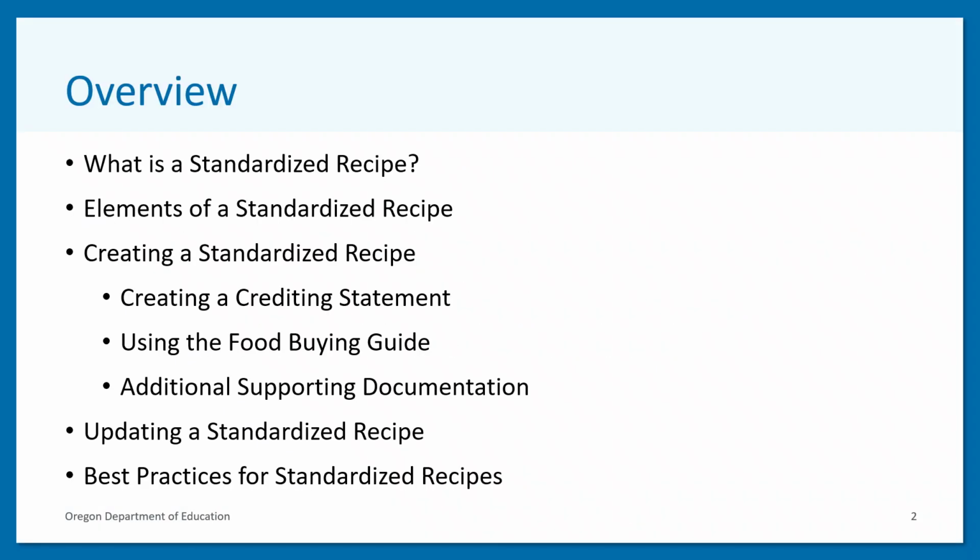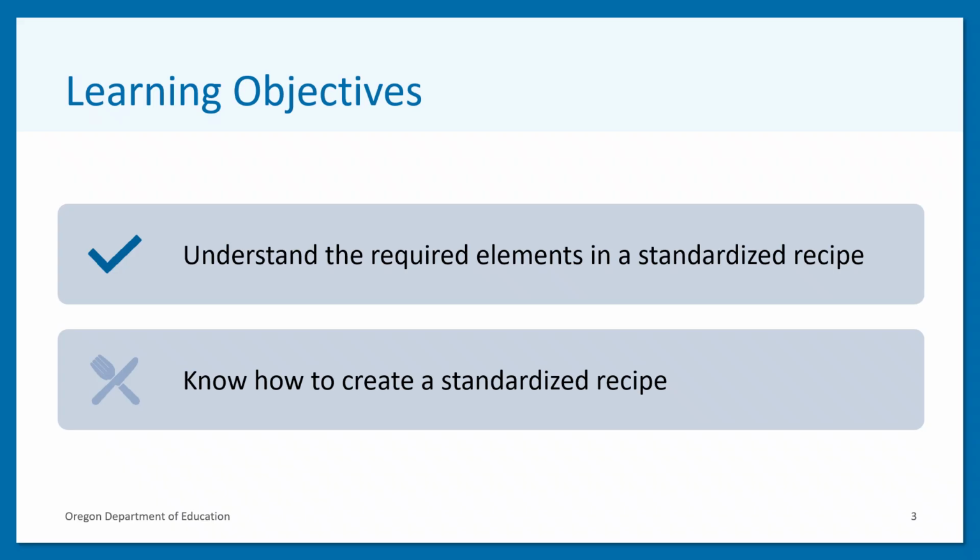In this training, we will answer what is a standardized recipe, the elements of a standardized recipe, creating a standardized recipe, and the steps it entails, including creating a crediting statement, using the food buying guide, and additional supporting documentation as needed. Finally, we will end with updating a standardized recipe and best practices. After this training, we hope you will understand the required elements in a standardized recipe and you will know how to create a standardized recipe.